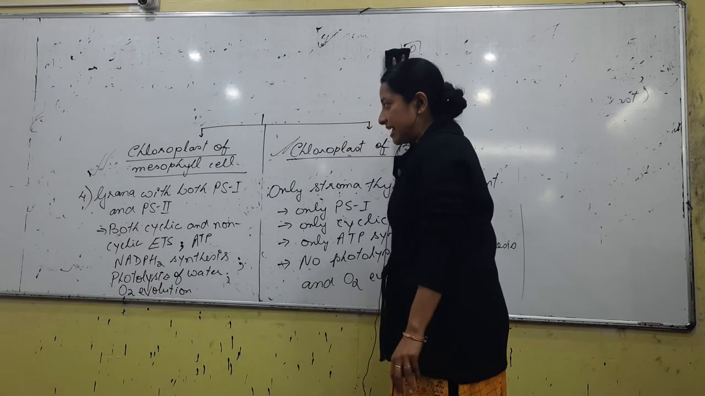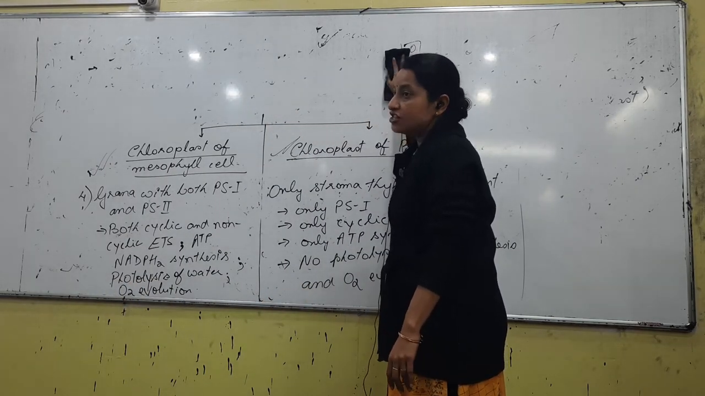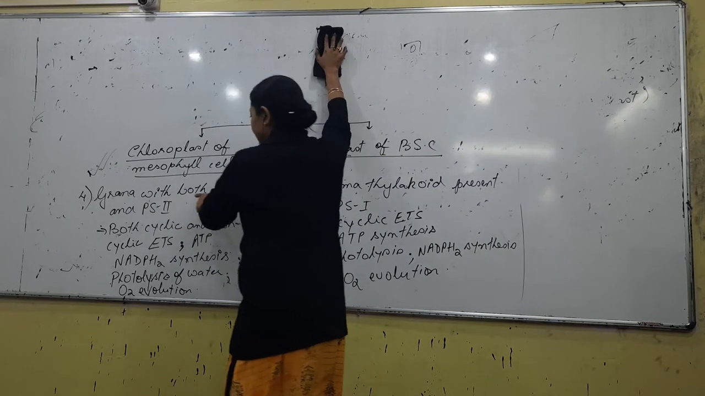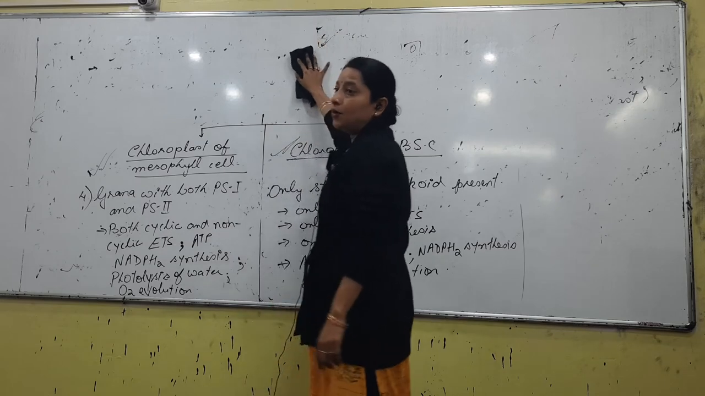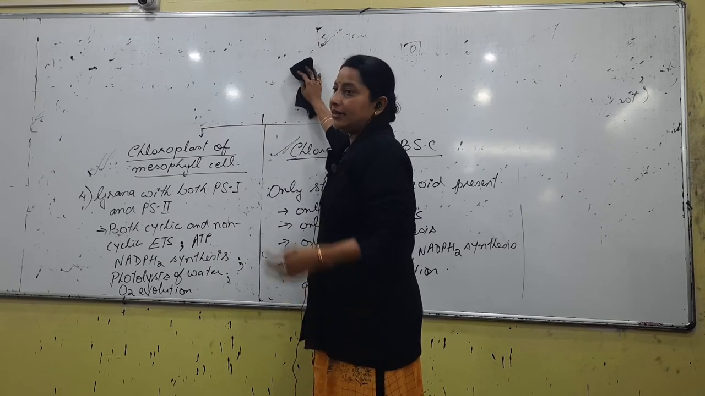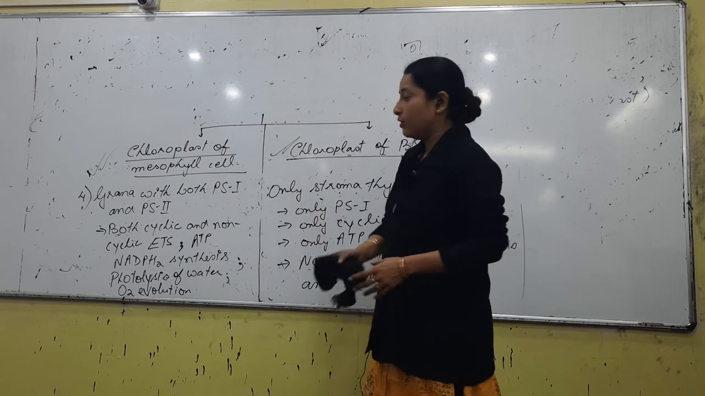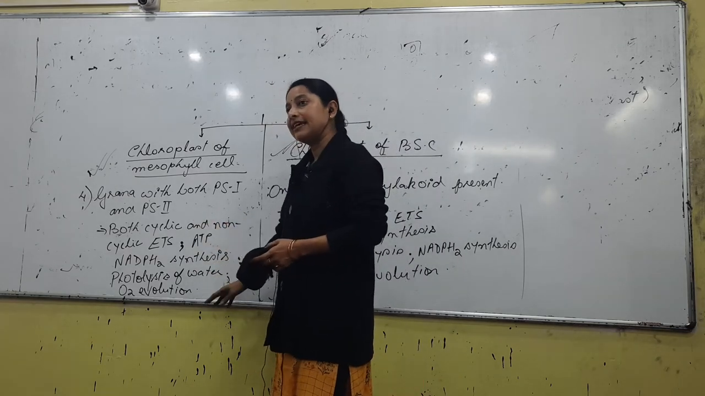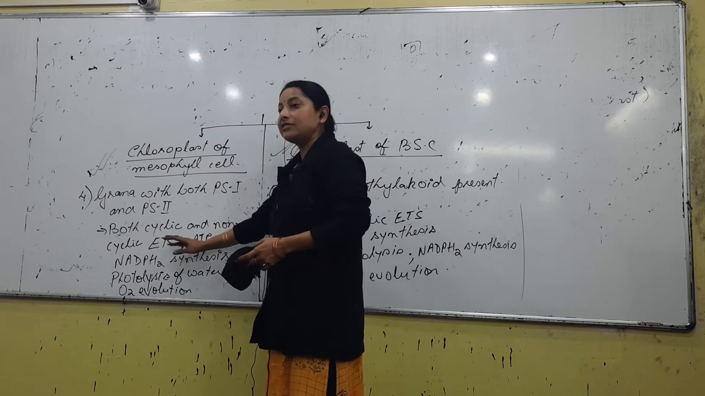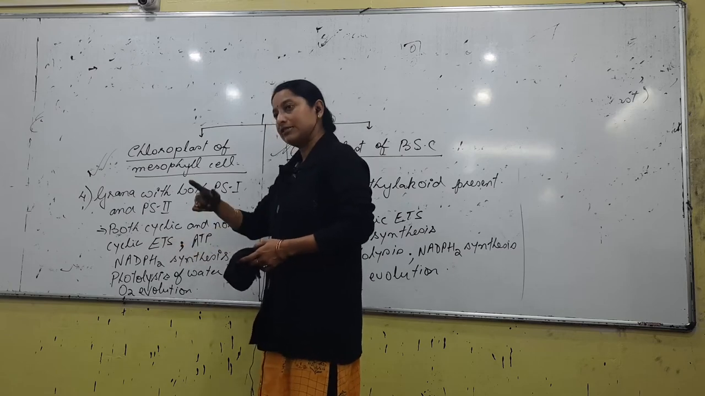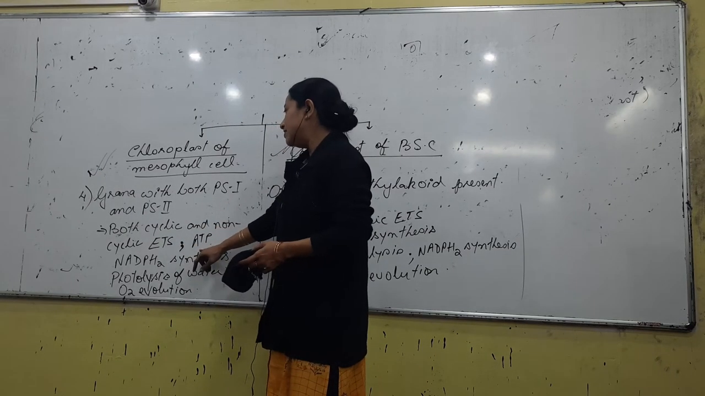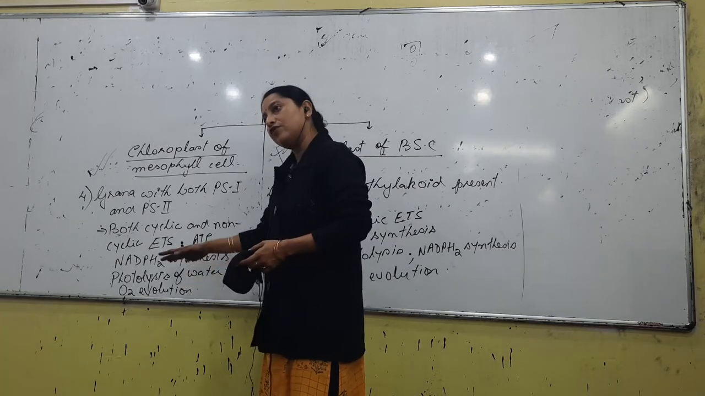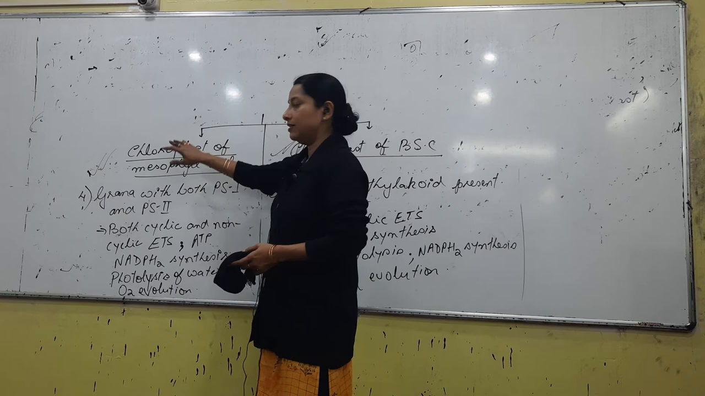So mesophyll cell has grana present, bundle sheath has grana absent, right? If grana is present, then both PS1 and PS2 will be there. PS1 and PS2 means light reaction, which I have completely taught. Light reaction means cyclic process, non-cyclic process, ETS, that is electron transport system. The products of light reaction are ATP and NADPH2 production, oxygen evolution, photolysis of water, so everything will occur in this chloroplast.